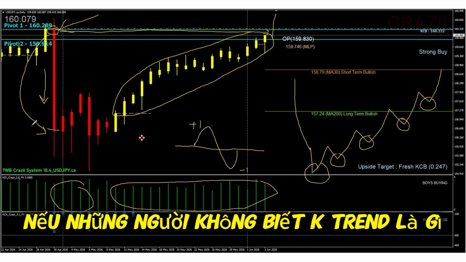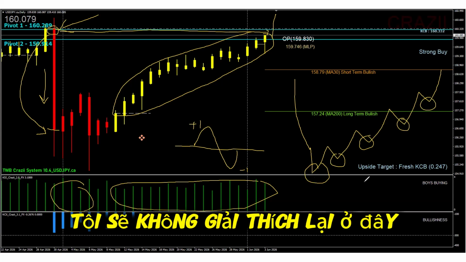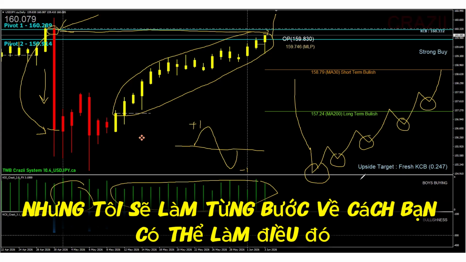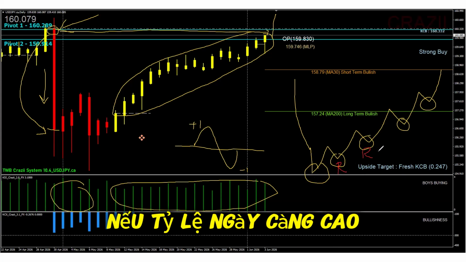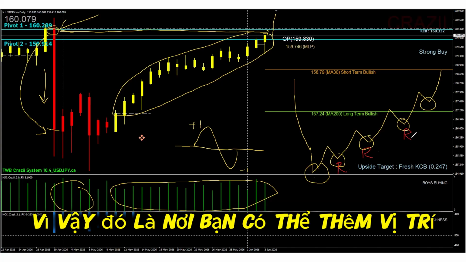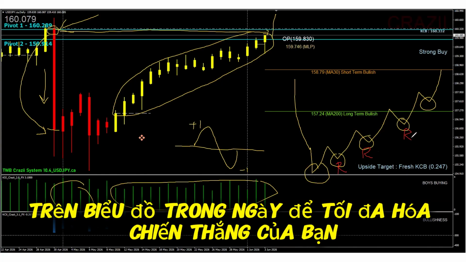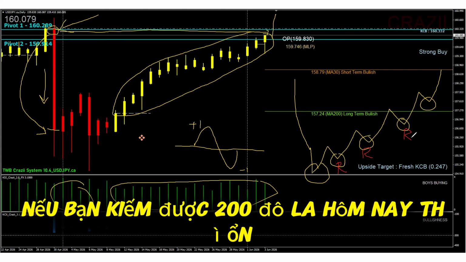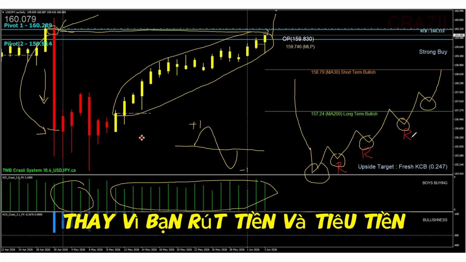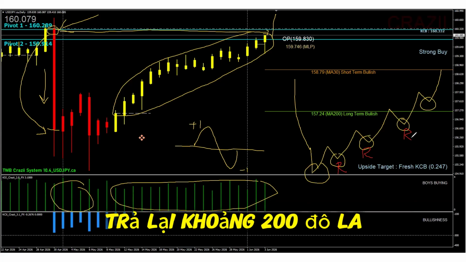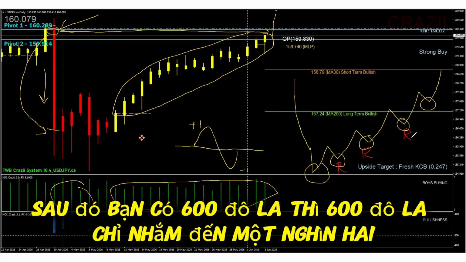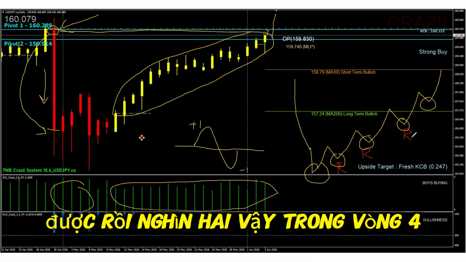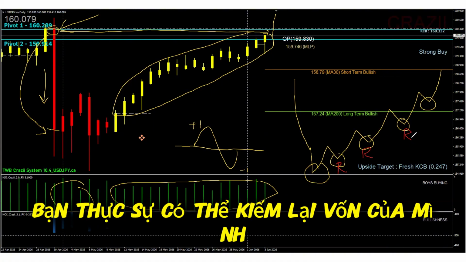Those people who don't know what K trend is, you need to watch video one. I'm not going to explain again over here, but I'll do a step by step on how you can do that. So basically, if the rate is getting higher, that is where you can add position on the intraday chart to maximize your winning. For example, if you make $200 today, rather than doing a withdrawal and spending the money, put the $200 back, and then use it to make $400. Then you have $600. Then with $600, let's aim for $1,002. Within 4 or 5 days, you can actually make back your capital.